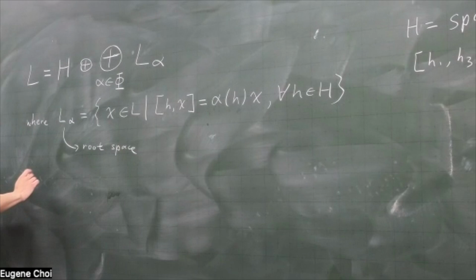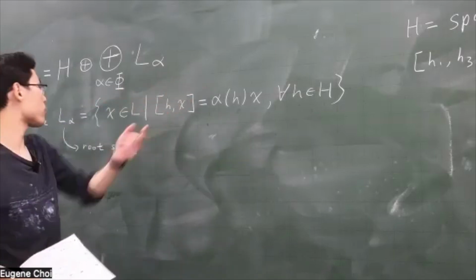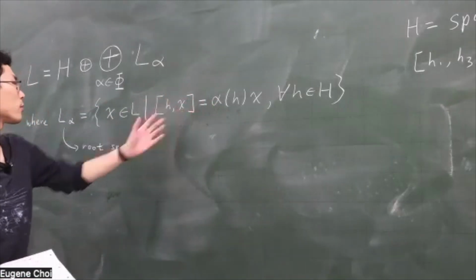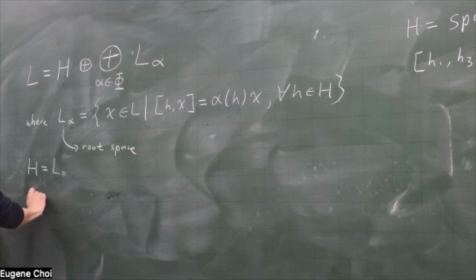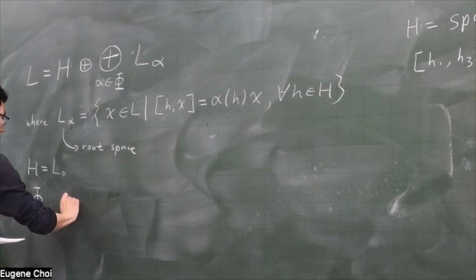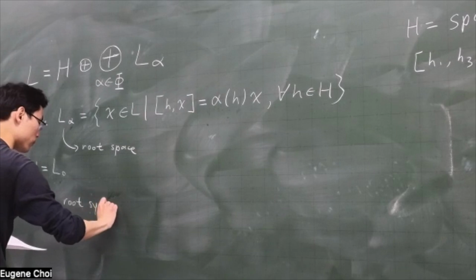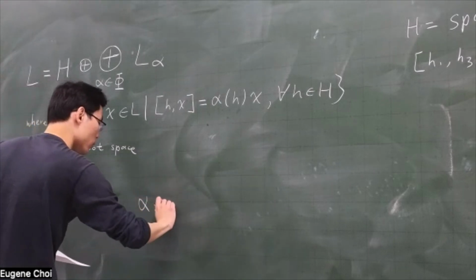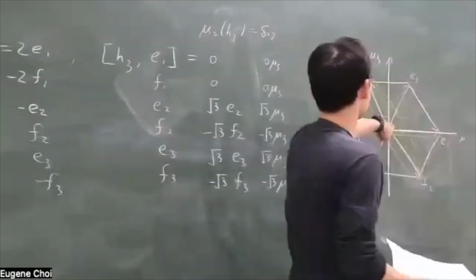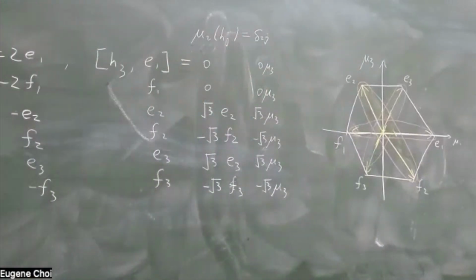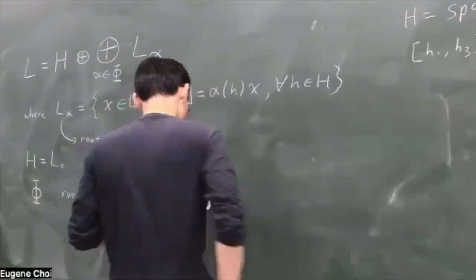And in particular, h is L_0 because everything commutes, so alpha(h) is just 0 for this Cartan subalgebra. And this Phi, the range of the alpha, is called the root system. And alpha is called the root. So in other words, here I have these 6 alphas.